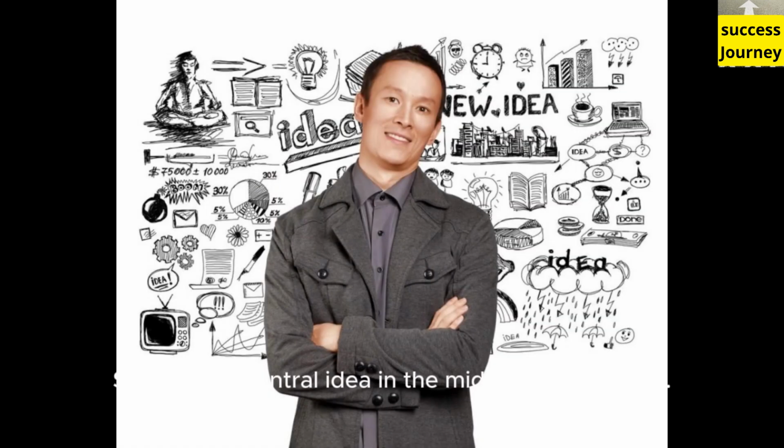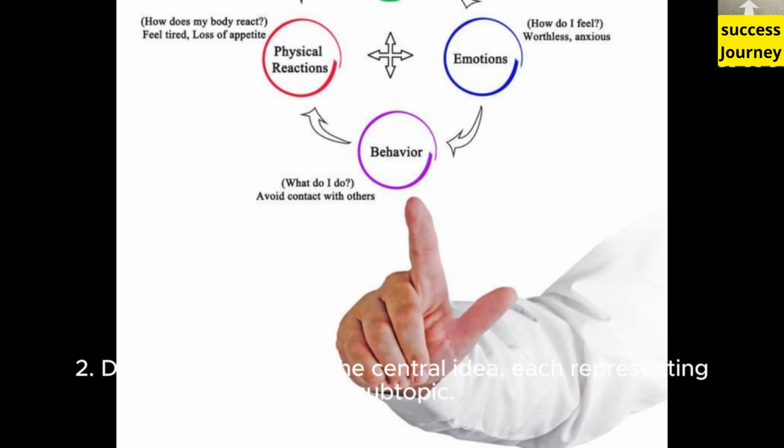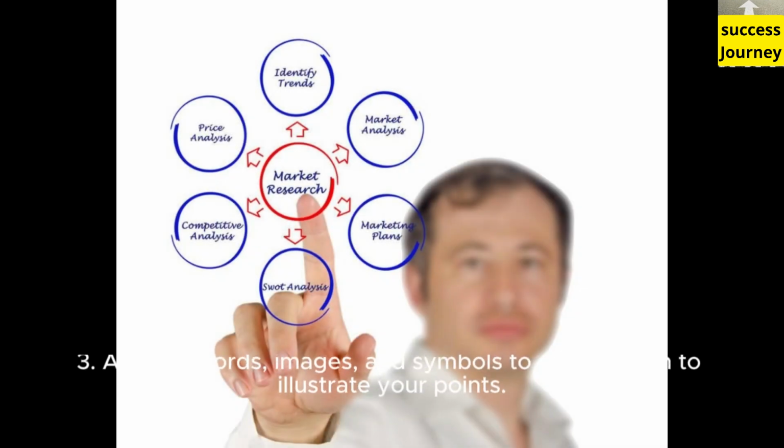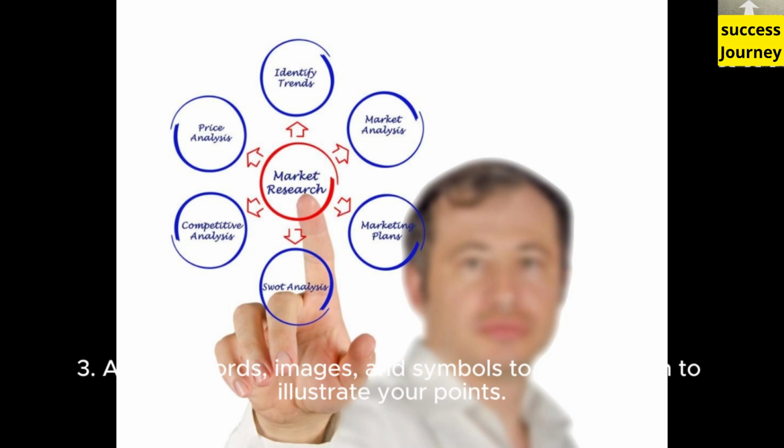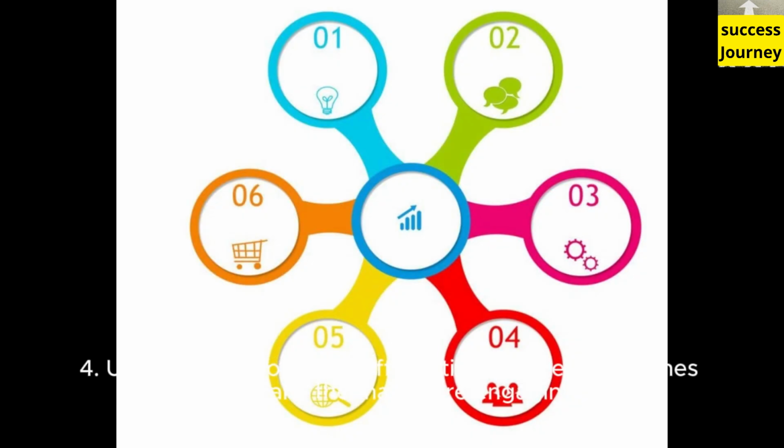1. Start with a central idea in the middle of your page. 2. Draw branches from the central idea, each representing a subtopic. 3. Add keywords, images, and symbols to each branch to illustrate your points. 4. Use different colors to differentiate between branches and make the map more engaging. 5. Continuously refine and expand your mind map as new ideas emerge. By following these steps, you can utilize the mind mapping method to enhance your learning and achieve success.